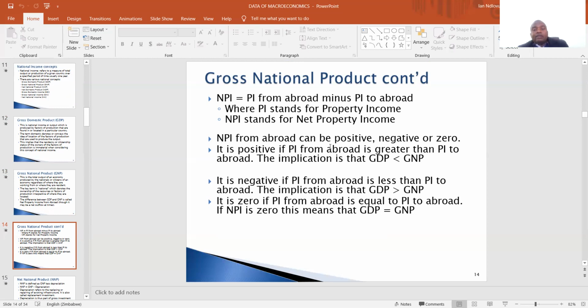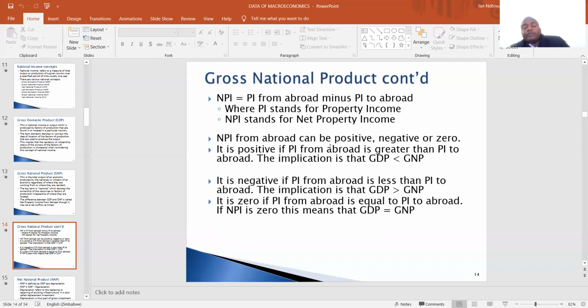And then the other scenario is that if net property income from abroad is positive, then GNP is greater than GDP. If NPI is greater than zero, in other words, if NPI is positive, then GNP is greater than GDP, or GDP is less than GNP.